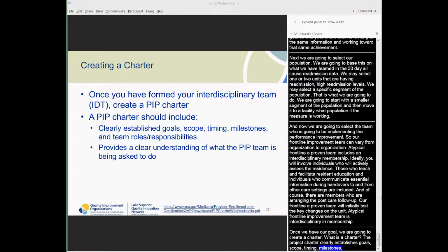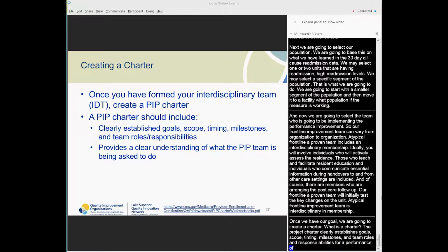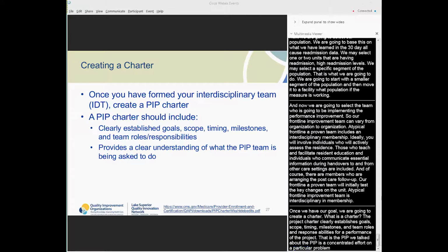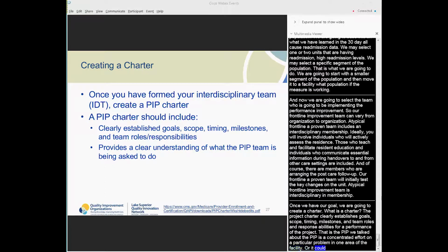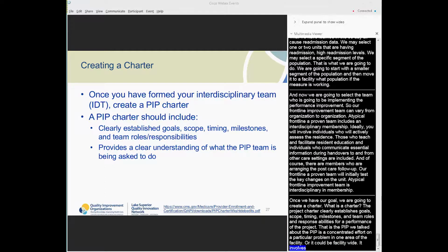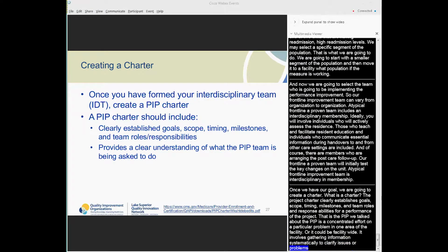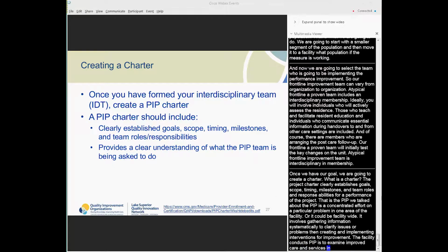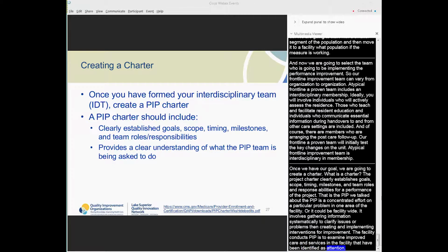The PIP is a concentrated effort on a particular problem in one area of the facility, or it could be facility-wide. It involves gathering information systematically to clarify issues or problems, then creating and implementing interventions for improvements. The facility conducts PIPs to examine improved care and services in the facility that have been identified as needing attention. Areas that need attention will vary depending on the type of facility and the unique scope of services they provide.